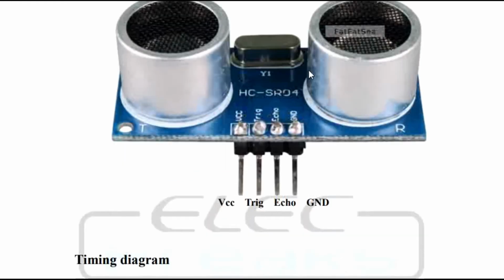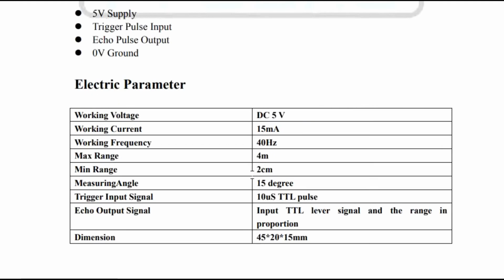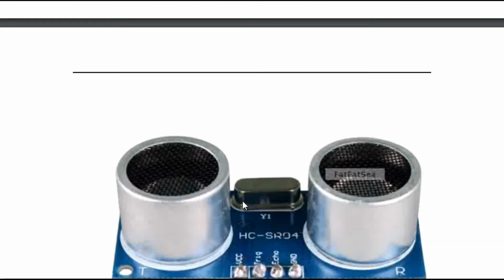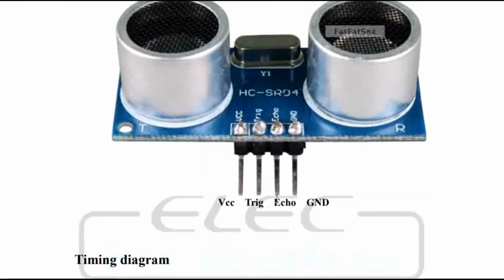This is the figure of the ultrasonic sensor. It has 4 pins. One is VCC, which is used for input voltage, and the second pin is the trigger input signal. The third pin you can see is the echo output signal, and the fourth one is ground.